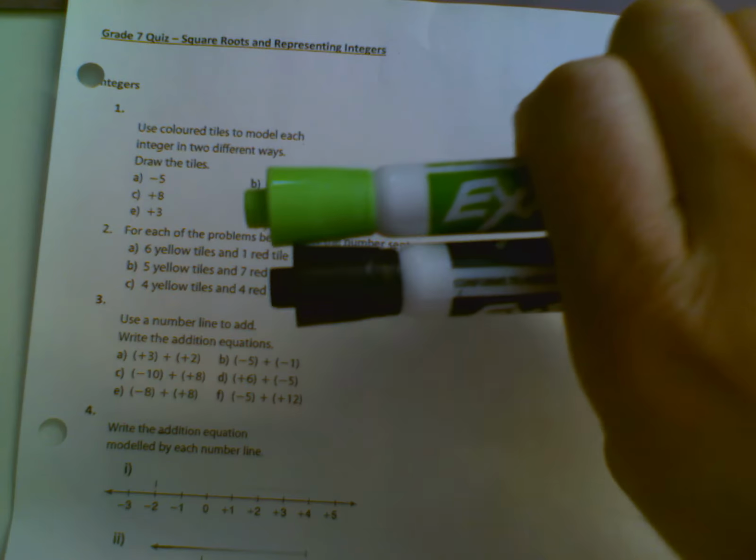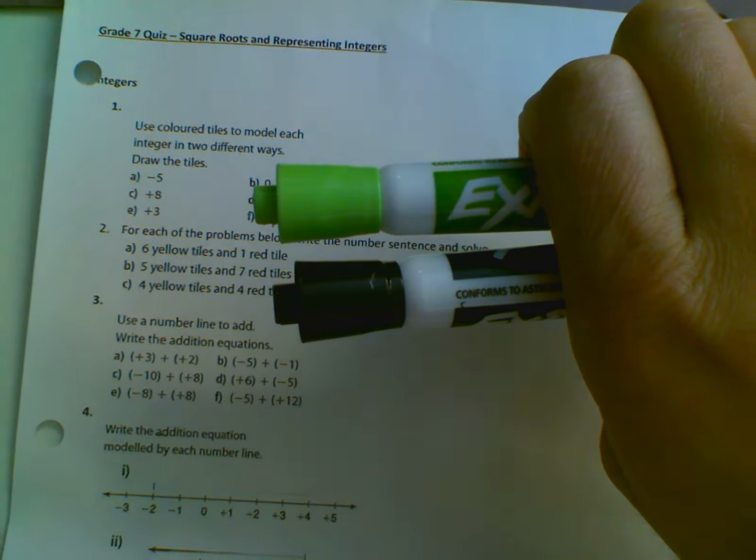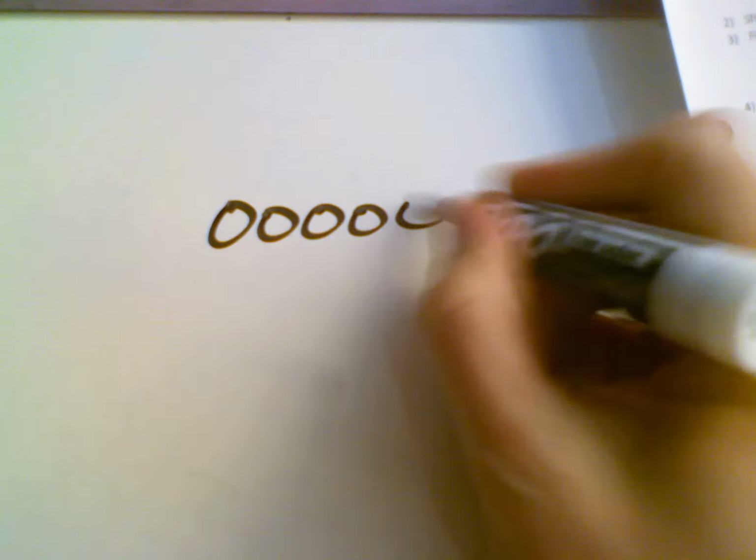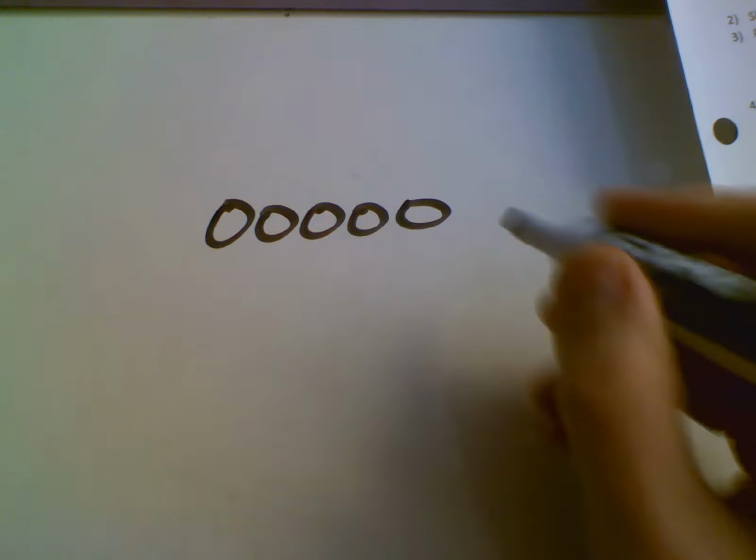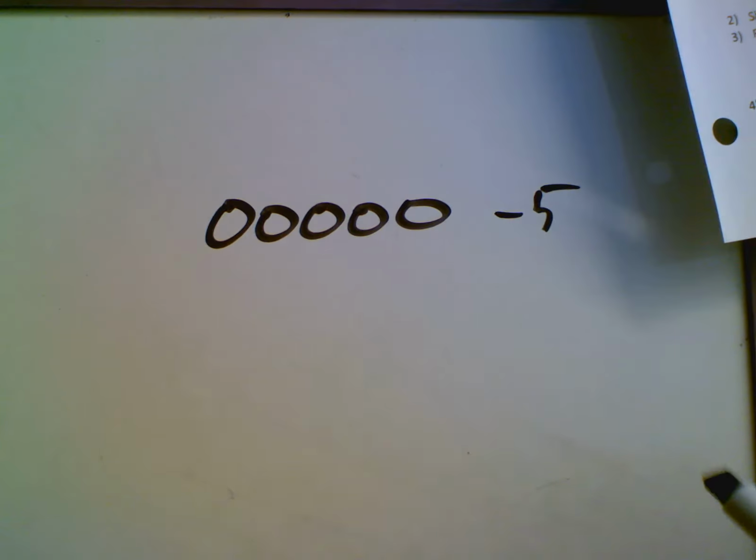It says use colored tiles to model each integer in two different ways. So right now I have green and black, so we're going to use green as the positive and black as the negative. So it says model -5. So let's try -5. One way I can do it is I can go 1, 2, 3, 4, 5. There is 5 negative, so that's -5 being modeled.